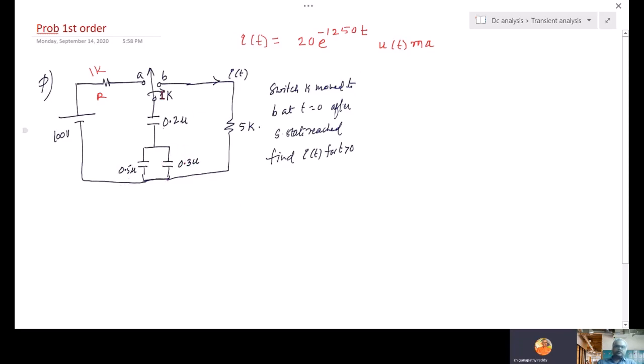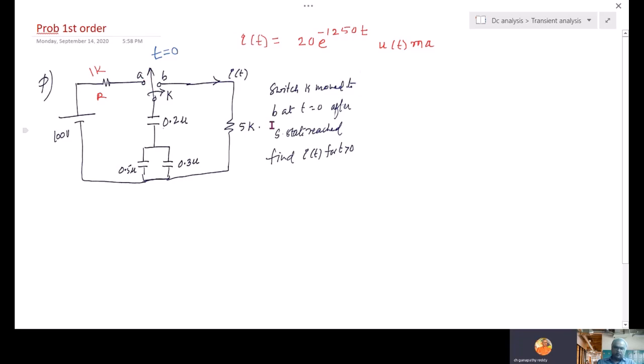So many capacitors are there. Here switch K is connected to A until it reaches steady state. Then move to B at t equal to 0. After steady state, find I of t for t greater than 0.